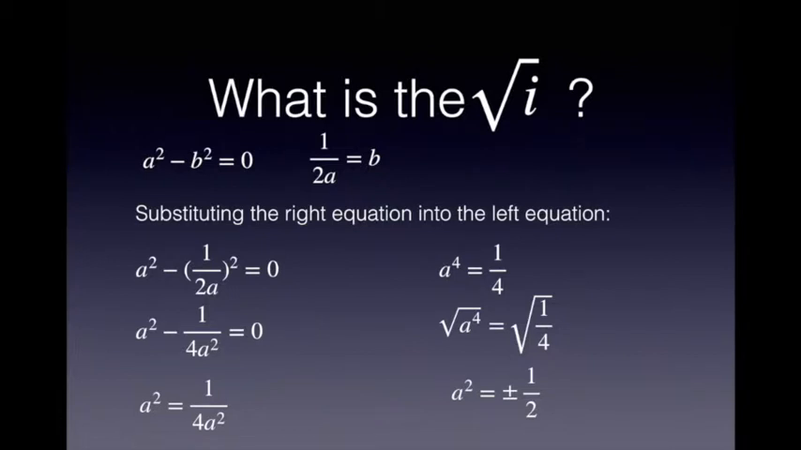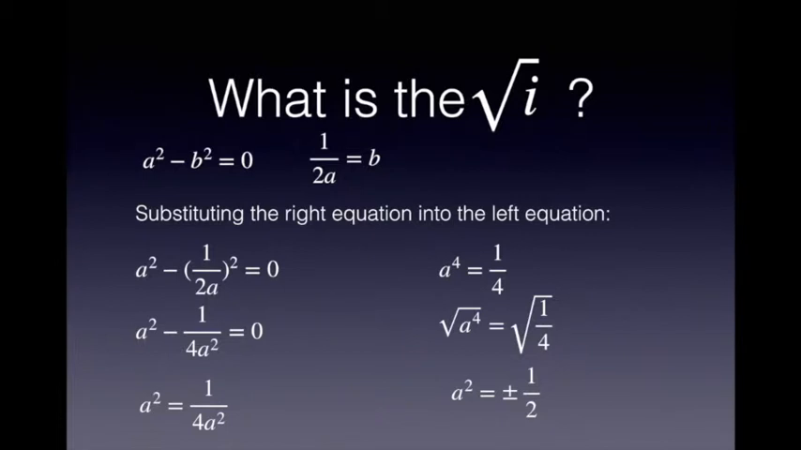Now I'm going to square that term. I get a squared minus, well, (1 over 2a) all squared, that's 1 over 4a squared, equals 0. And now I'm going to add 1 over 4a squared to both sides. So on the left, a squared minus 1 over 4a squared plus 1 over 4a squared, that's just a squared. And on the right, 0 plus 1 over 4a squared is 1 over 4a squared, and that's the bottom left column there. a squared equals 1 over 4a squared.